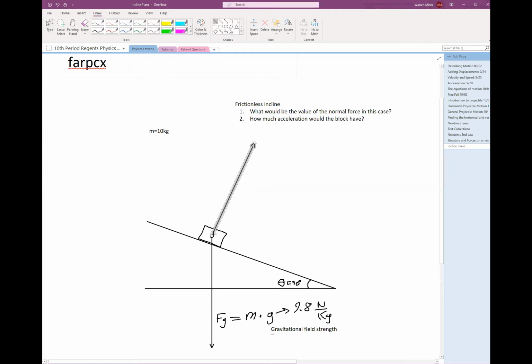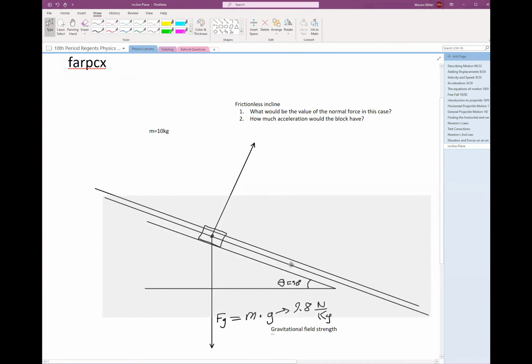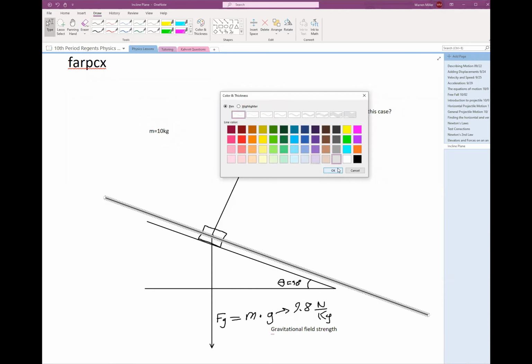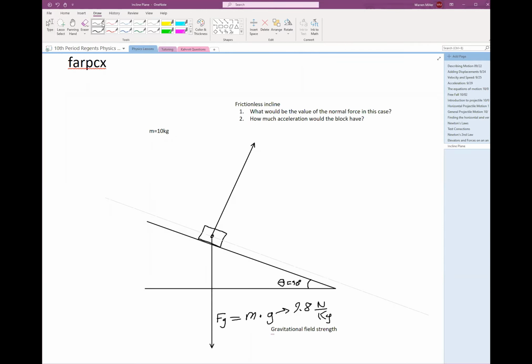Because in this situation, where it's a frictionless incline, the block is going to head in this direction, like down the incline. And I want to make it look like a train track if I can. That looks pretty train tracky to me. Right, so the block is going to, let's make this gray really faded so it's not in the way. The block is going to accelerate. The acceleration of the block is going to be in this direction.